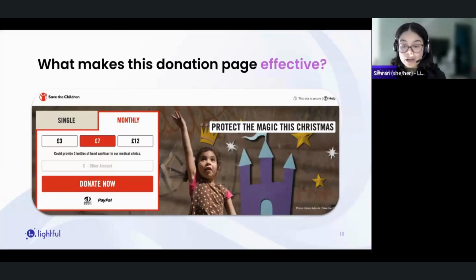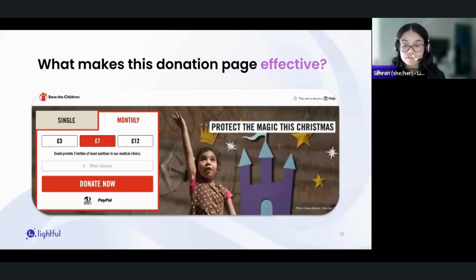You also have the Donate Now button, which is large and red and impossible to miss, and that ensures accessibility for all users. I remember Brian mentioning that one. And then we also have a compelling headline. The headline, Protect the Magic This Christmas, is powerful and emotionally resonant. It connects the act of donating to a bigger story of not just giving money, but protecting something that's precious to us all, which is Christmas. This type of messaging helps potential donors feel the why behind their giving.